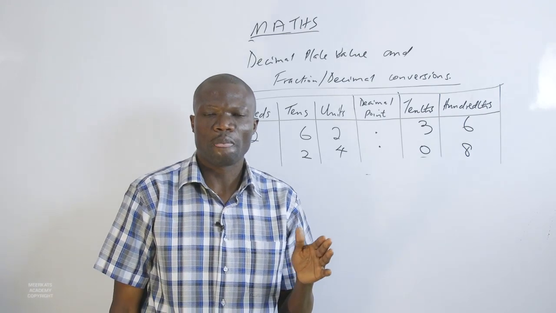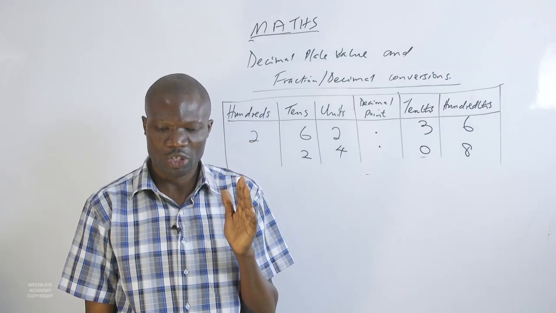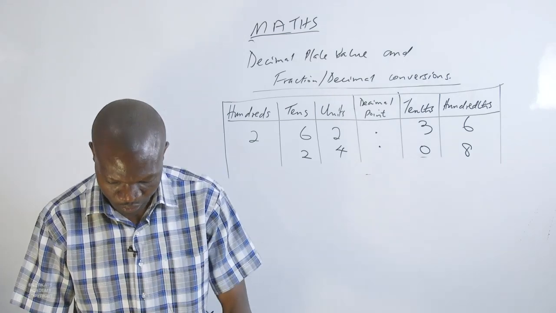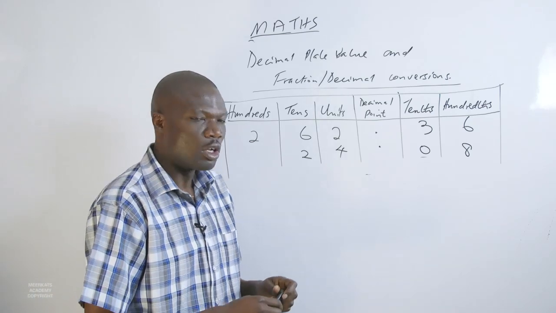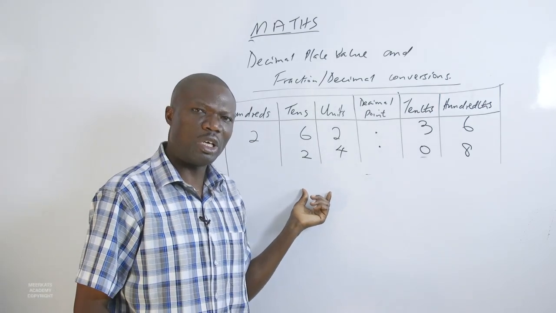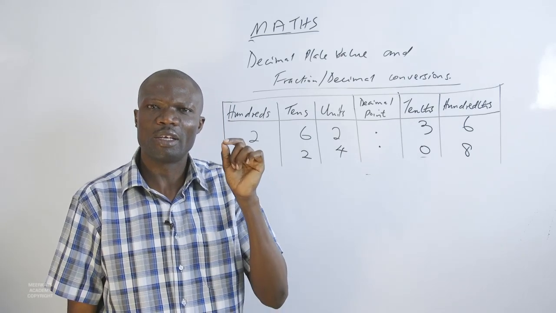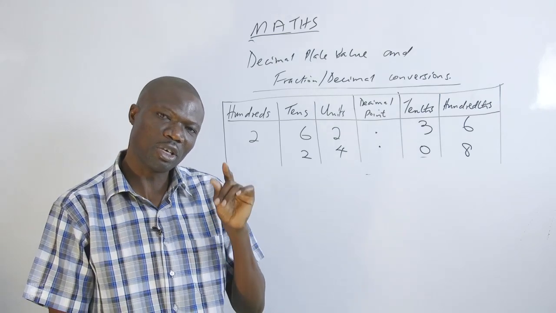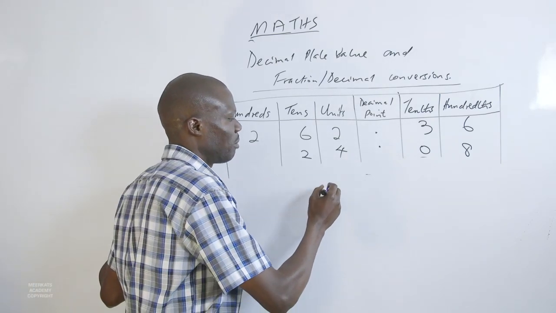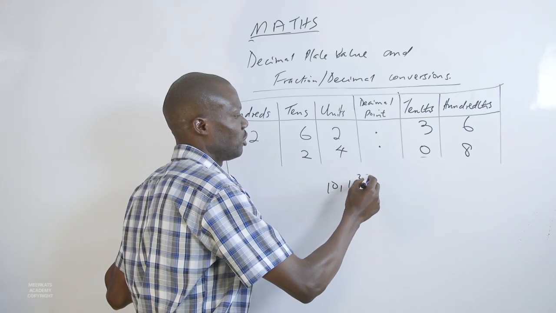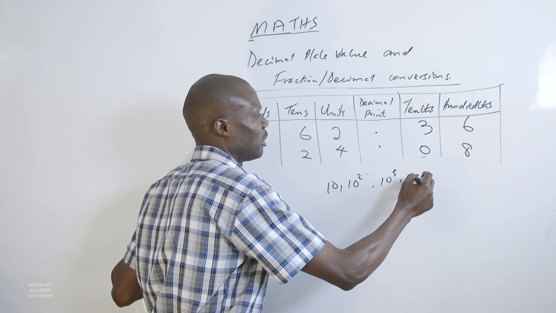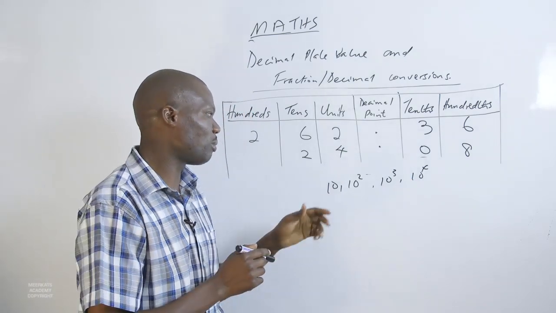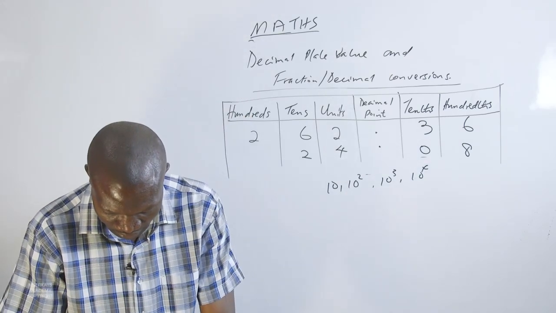So to convert a fraction into a decimal, what do we require to know? The very first thing is we should be able to write the denominator as a power of 10. When we talk about the power of 10, it is numbers like 10, 10 power 2, 10 power 3, 10 power 4, and so on. These are denominators with the power of 10.